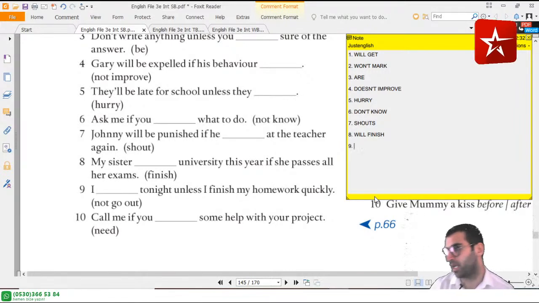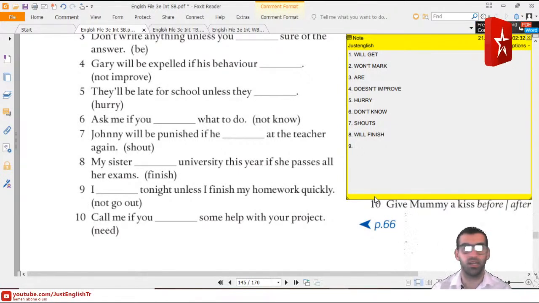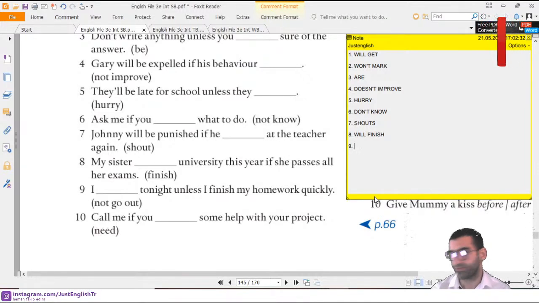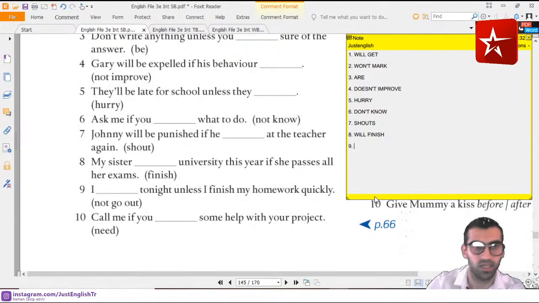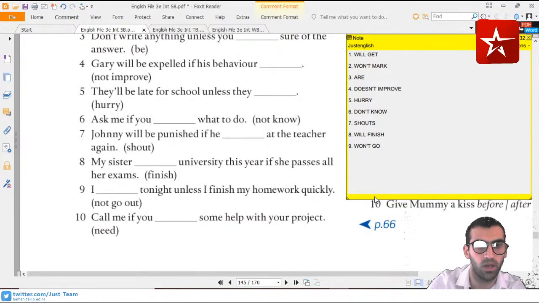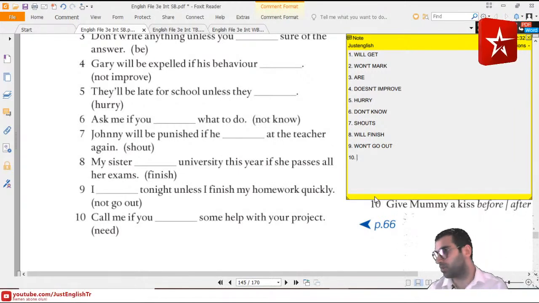What about Pelin? What does Pelin say? I'm waiting for Pelin's answer for number 9. Unless means if not. In English, for first conditional sentences, we use, yes, number 9 is won't go out. Yes, won't go out is a correct answer to number 9.